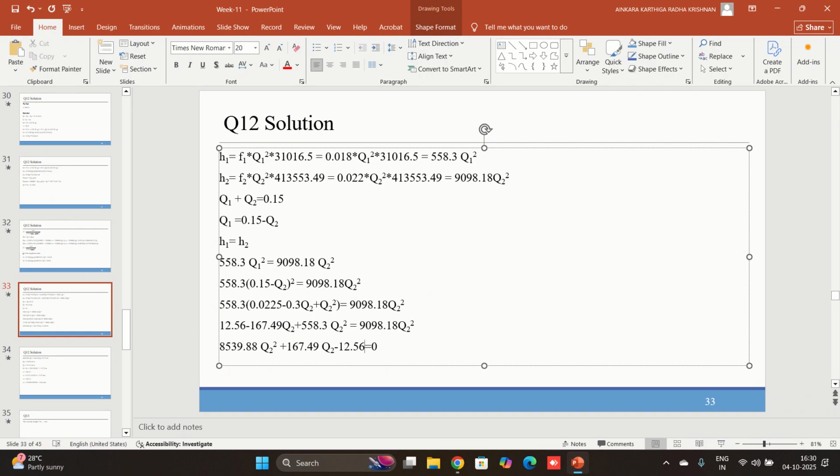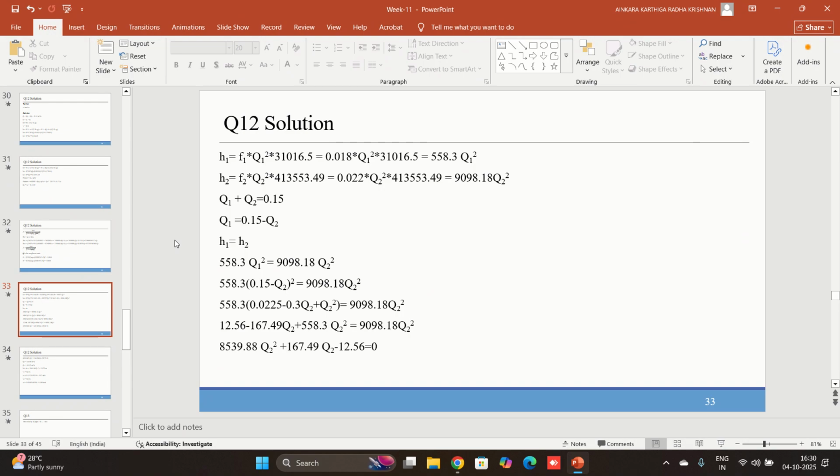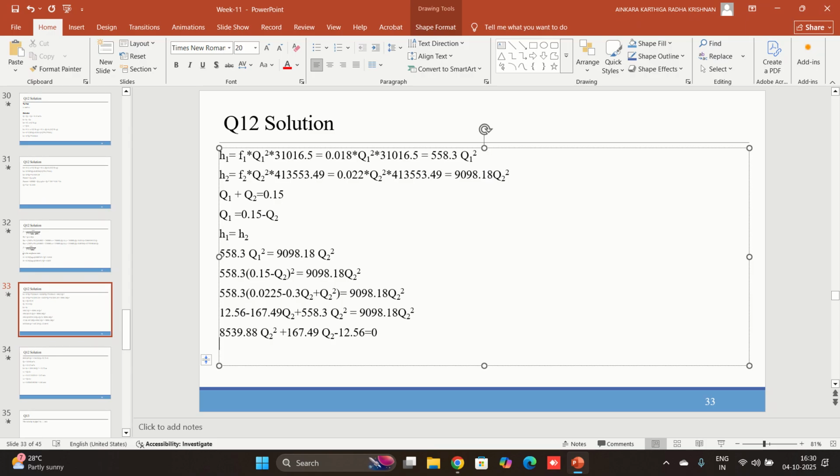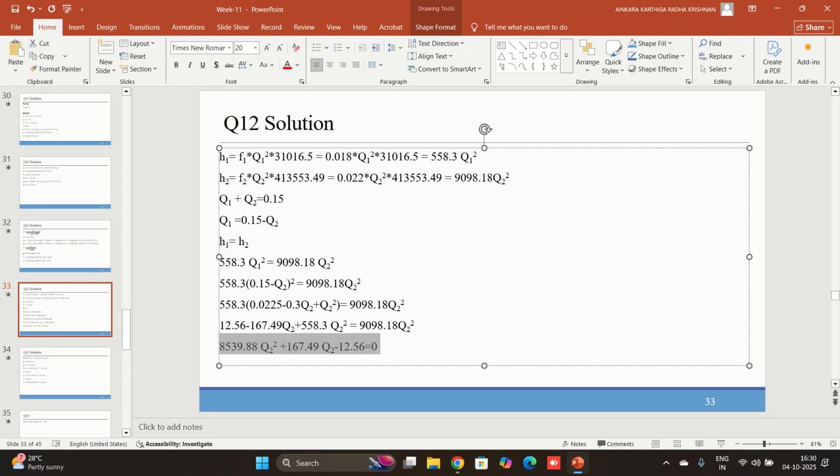8539.88, 167.49, minus 12.56. So what happens is it is a quadratic equation now. For ax square plus bx plus c equal to 0, you can get the solution from that: x is equal to minus b plus or minus square root of b square minus 4ac divided by 2a. You can use that. It will mostly be minus b plus square root of b square minus 4ac by 2a. If we do that, what we will get, we'll do it in the next slide.